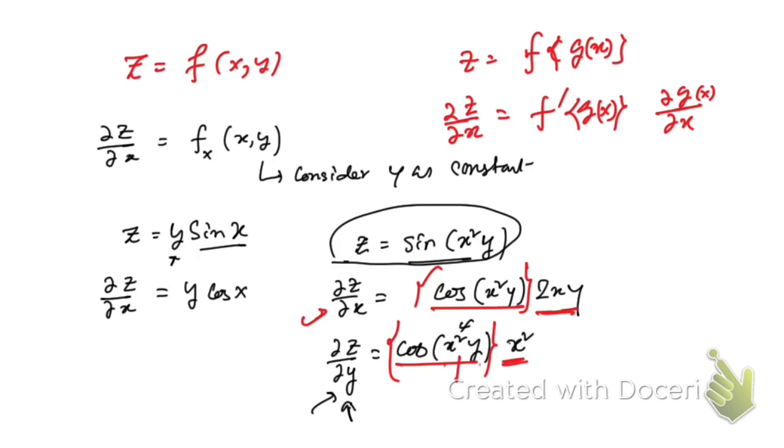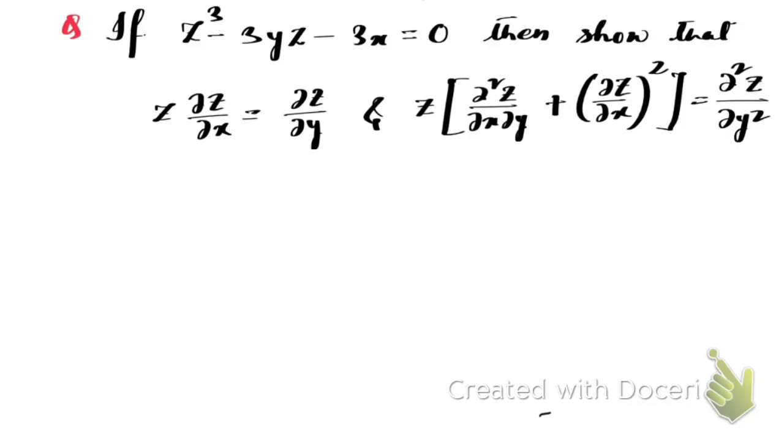Now let me clean these things and solve a few problems. How to solve this question? Here we have z cube minus 3yz minus 3x equal to 0. We need to show that z into del z by del x is equal to del z by del y. So first, what is the given function? Let me write it here.